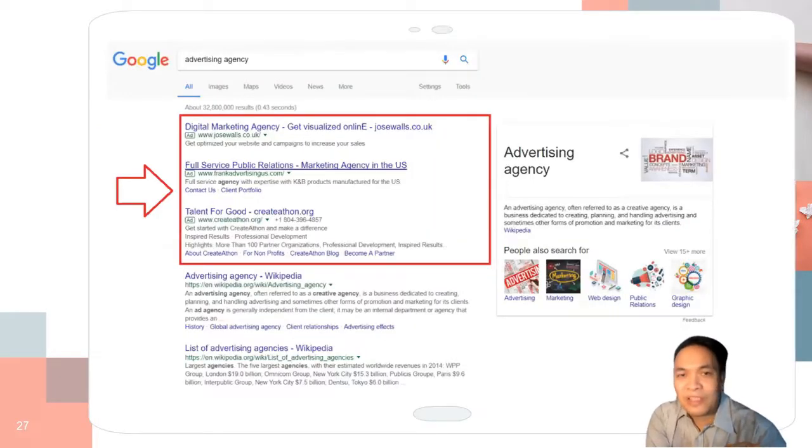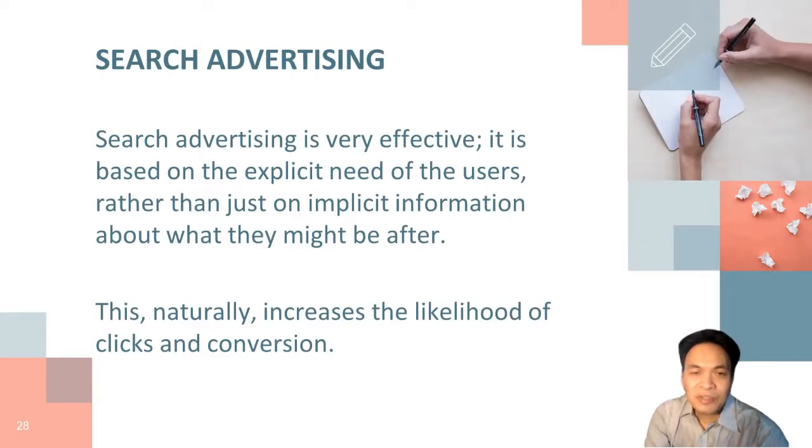Ito po yung mga sample niya. Search advertising is very effective. It is based on the explicit need of the users rather than just on implicit information about what they might be after. This naturally increases the likelihood of click and conversion.